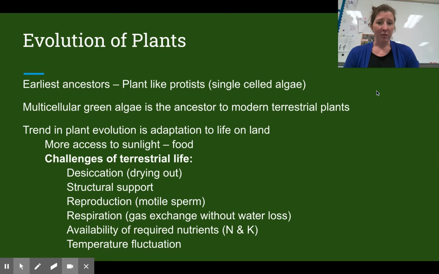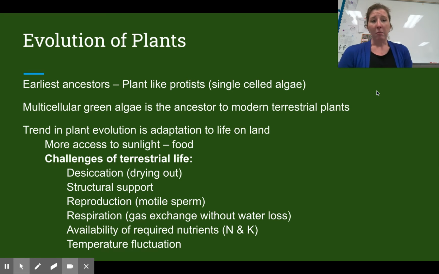But there are some challenges. Primarily, drying out is the issue. We know that our algae have very thin tissues and they dry out very, very quickly. We call it desiccation. And so plants needed adaptations that allow them to prevent desiccation. It also takes away the buoyancy of water. Living on land means you have to support your structure upright towards the sun without the support of water helping you to float. And so plants have developed structures that help with that.